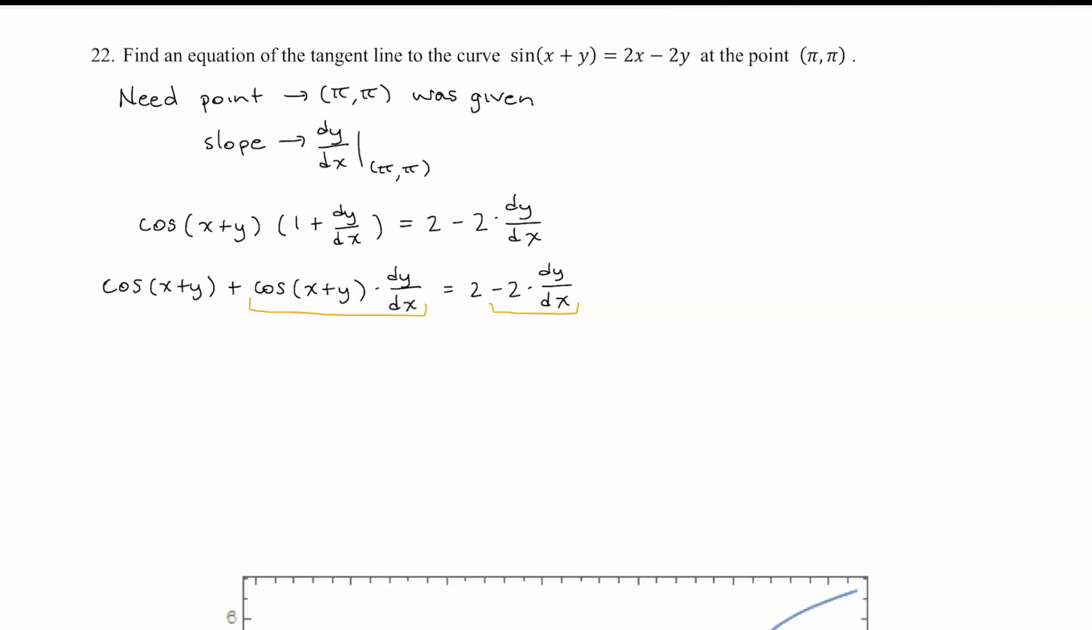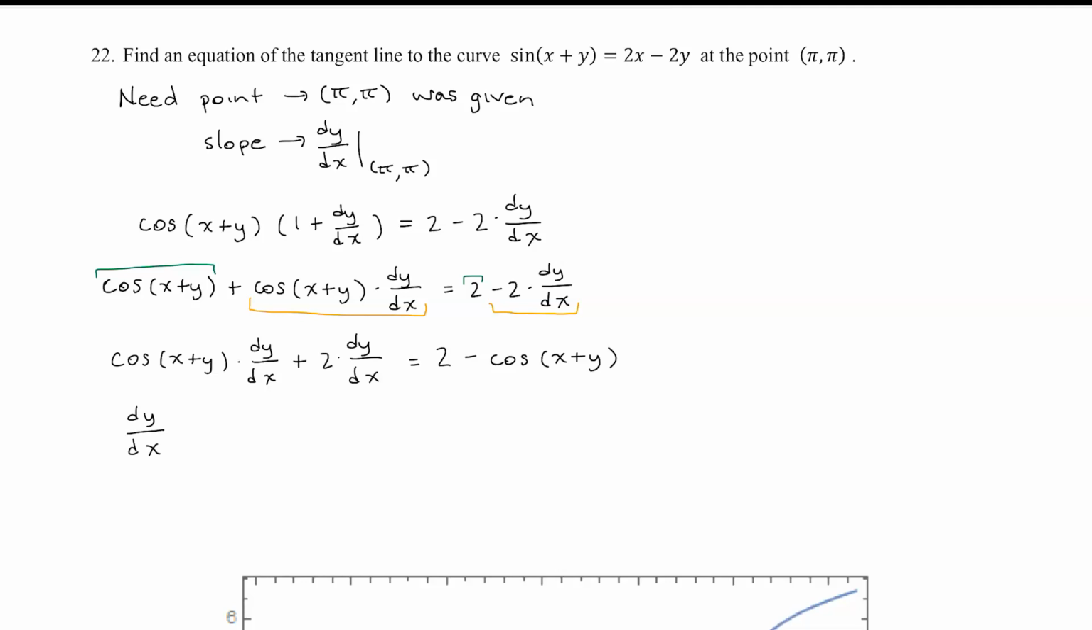So all the terms that have dy dx, I want those together on the left. So the cosine of x plus y times dy dx is already there. Then I want to add the 2 dy dx from the right side to the left. And then any terms that don't involve a dy dx, I want together on the right-hand side of the equal sign. So I already have a 2 there, and then I want to subtract the cosine of x plus y from the left side to the right.